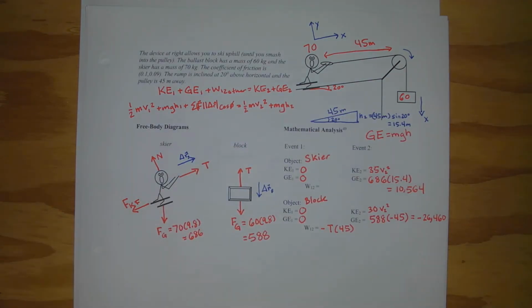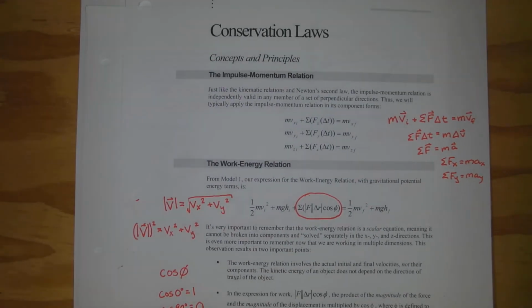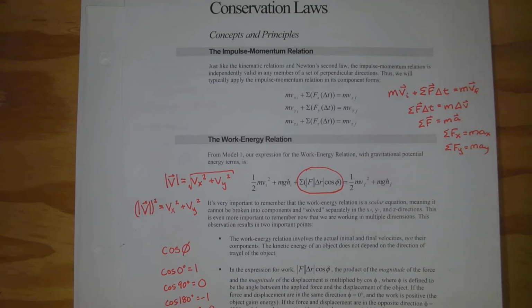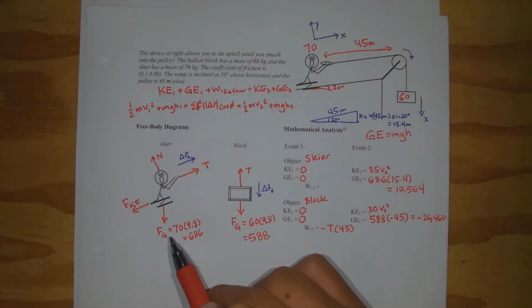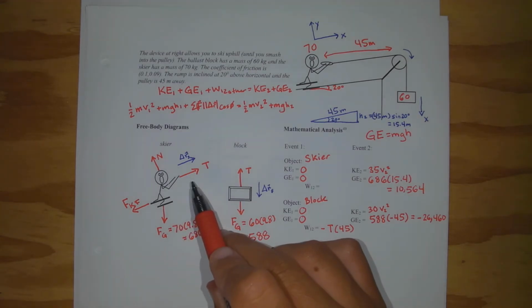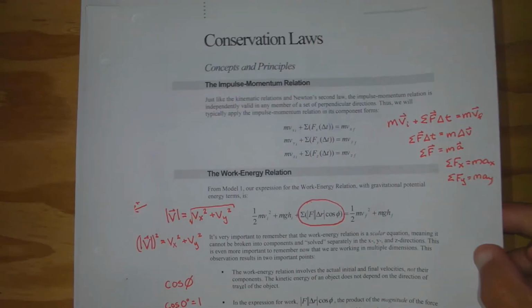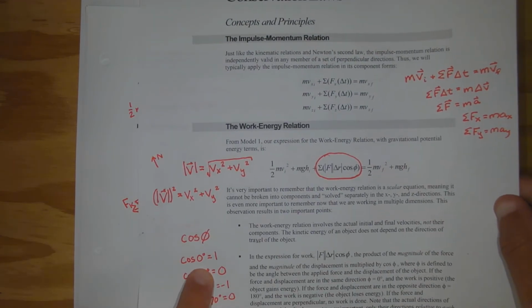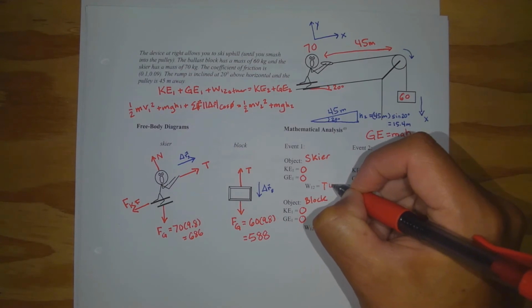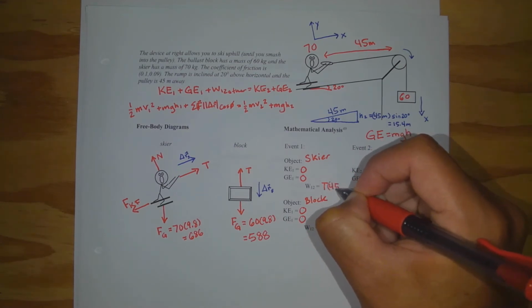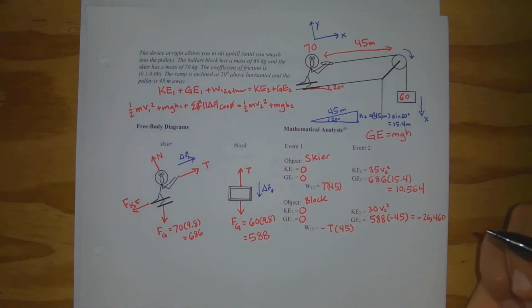The normal force is perpendicular to the incline, so the angle between the normal force and the displacement is 90 degrees. So the work done by the normal force is 0. I do not include the force of gravity when I calculate the work done by forces other than gravity. I have tension acting in the same direction as the displacement, so that's cosine of 0 degrees, which is 1. So that's T times 45 times 1.